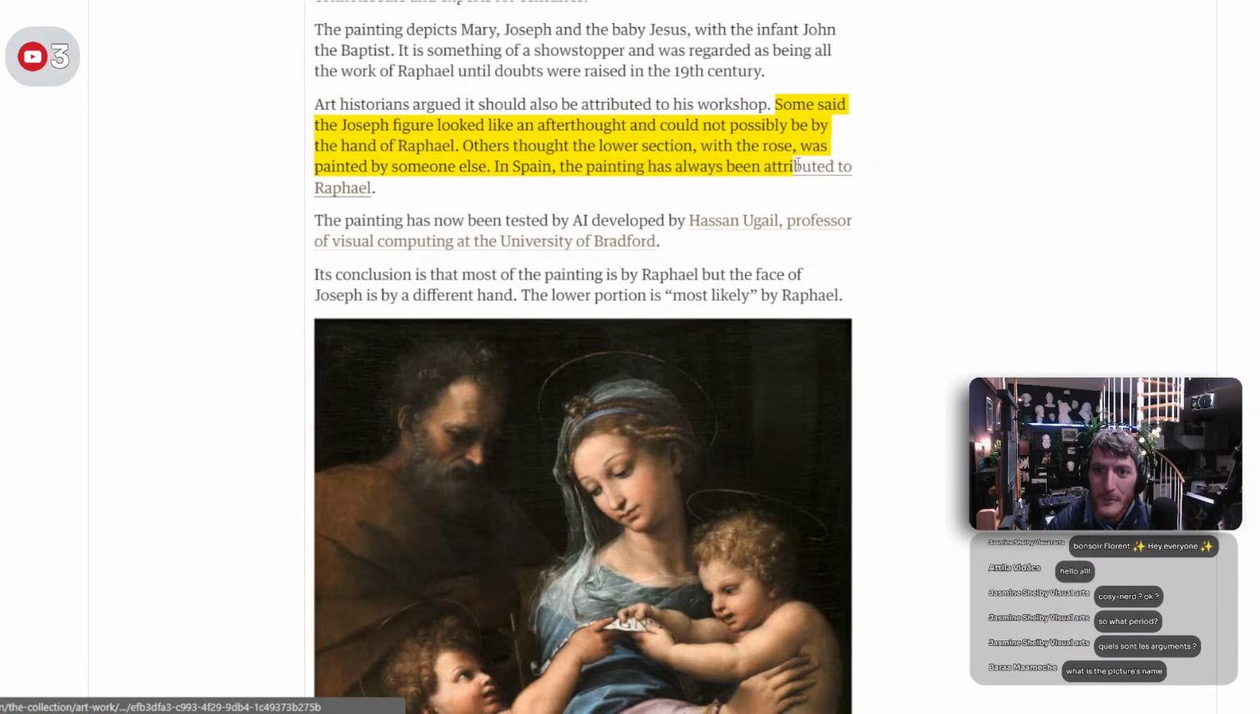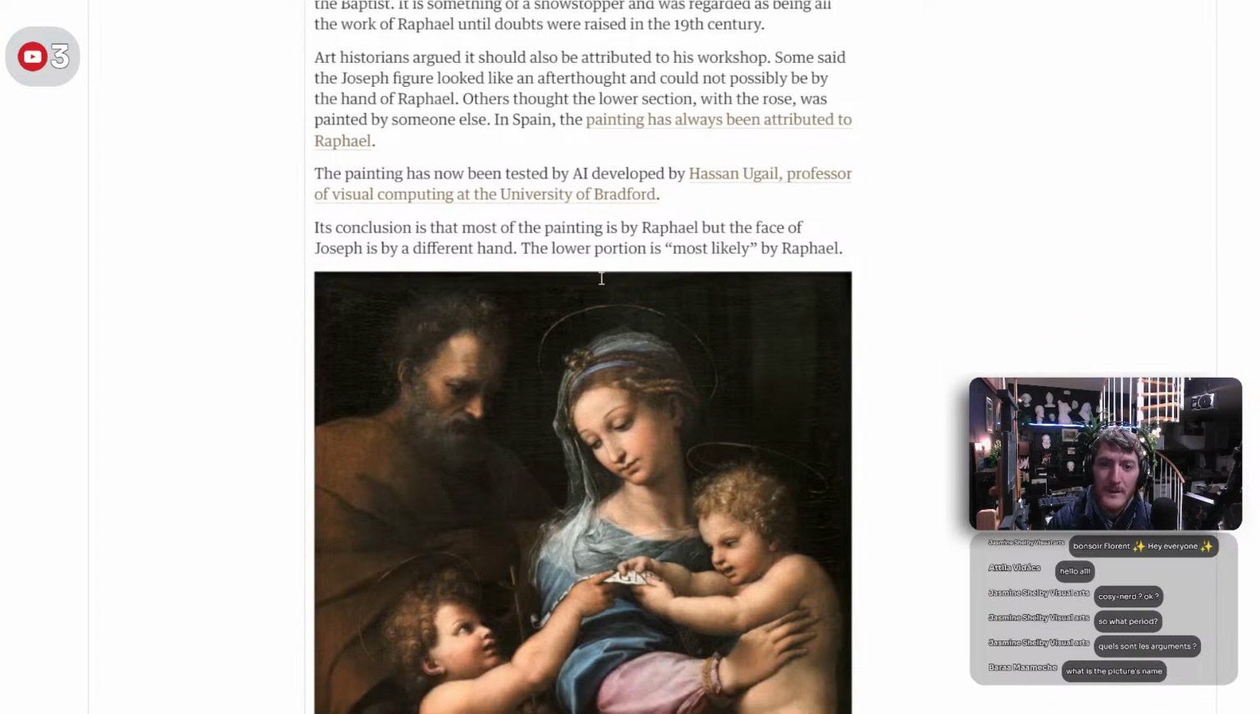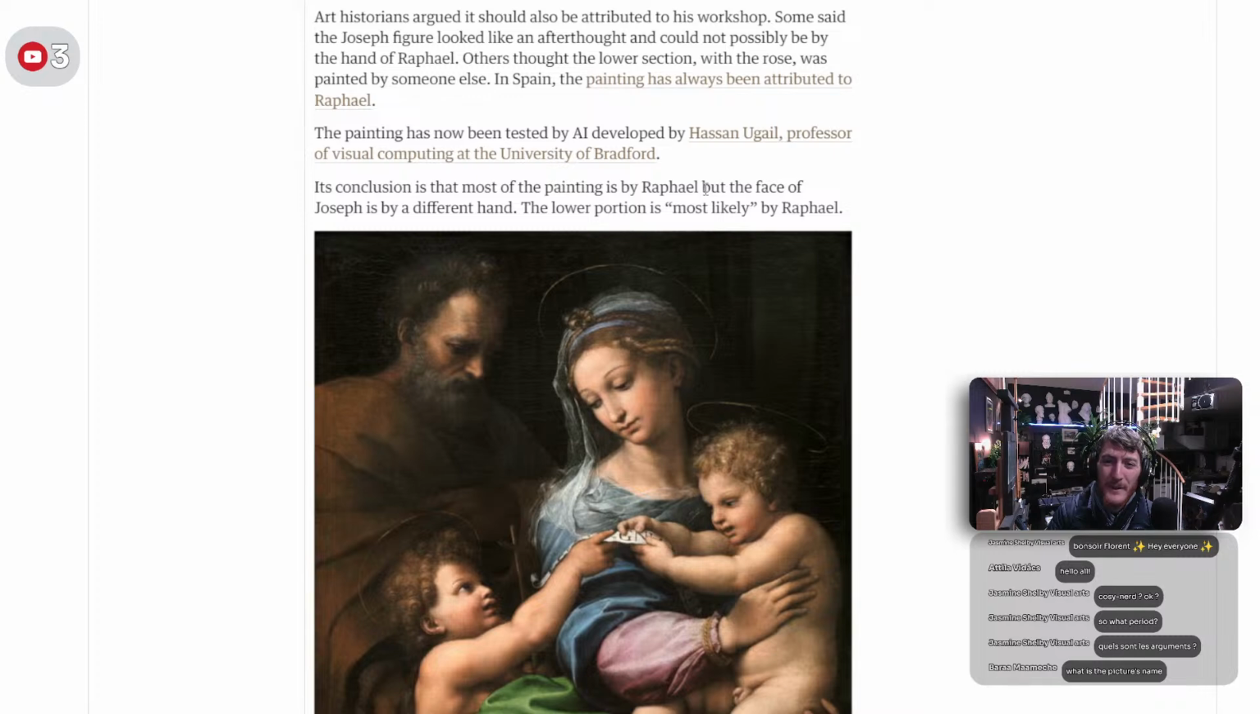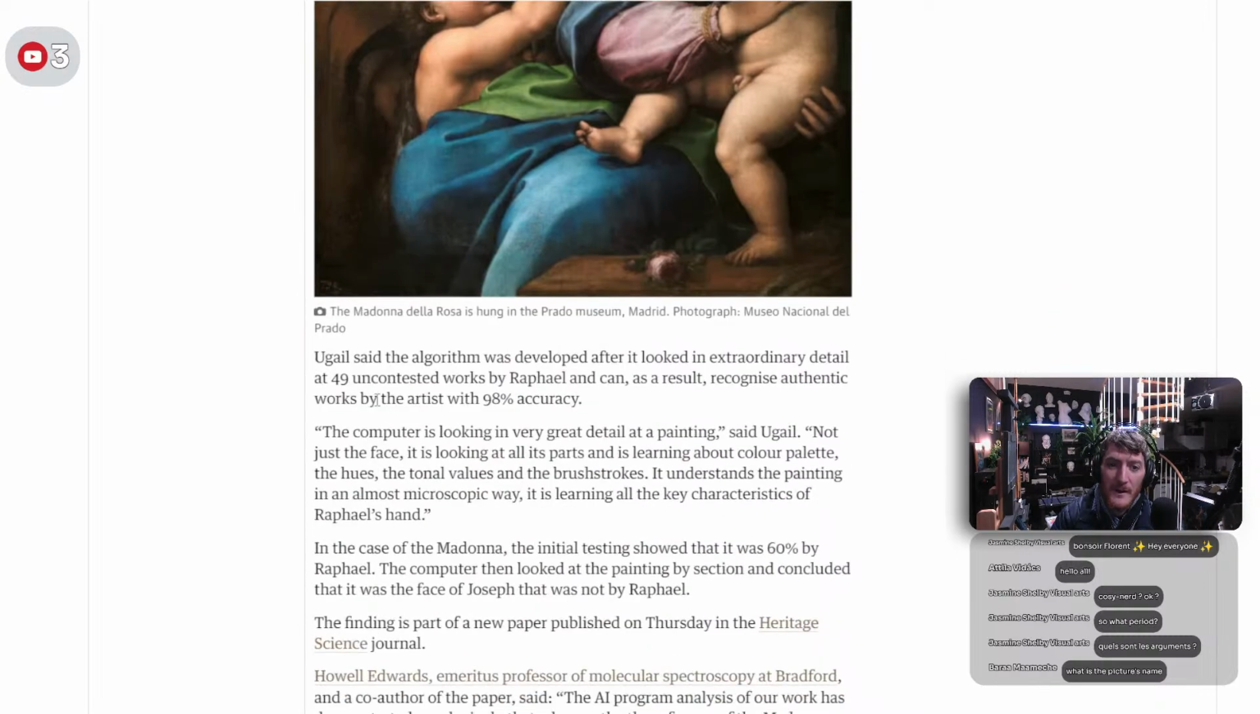Well, let's see what the human experts say first. Some say the Joseph figure looked like an afterthought. Okay. In Spain, the painting has always been attributed to Raphael. The painting has now been tested by AI developed by Professor of Visual Computing. Its conclusion is that most of the painting is by Raphael. So basically, the AI concluded the same thing as the humans before. The lower portion is most likely by Raphael.